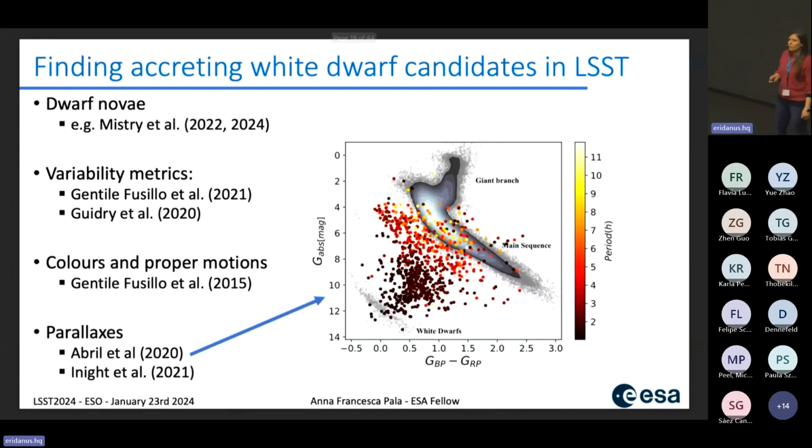And finally, we will also get parallaxes with LSST. This is important because accreting white dwarfs are mainly found between the main sequence and the white dwarf track. So we can also do a selection using their position in the HR diagram.